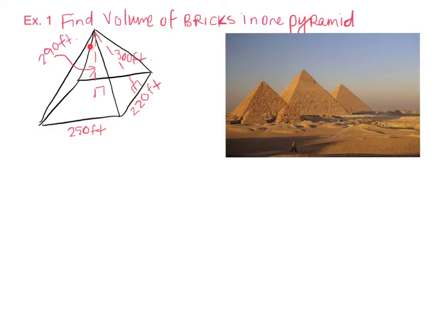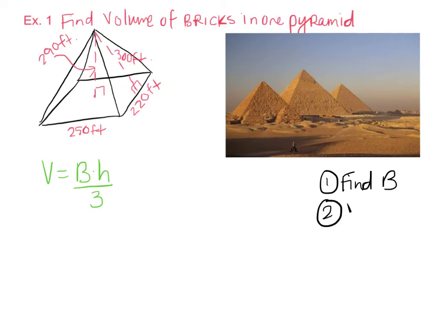that I've given you a height and another height. One is the slant height and the other is the regular height. Our formula is the volume is the area of the base times the height divided by 3. And I'd like you to follow 3 basic steps. Step 1, find the area of the base. And step 2, plug in your values into the area of the base times the height divided by 3.